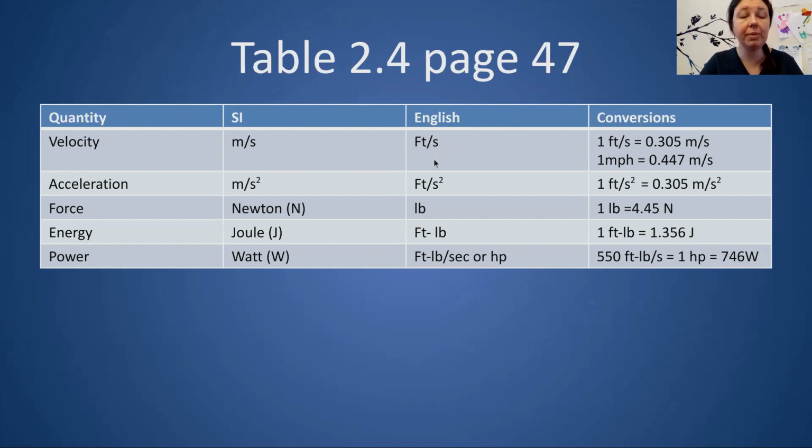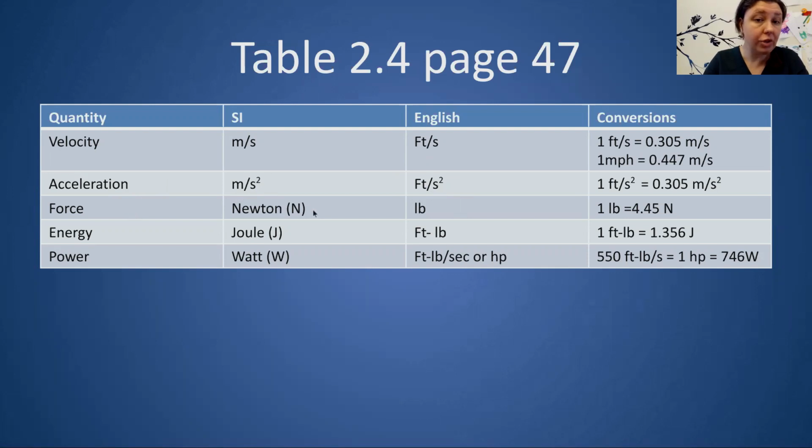So for example, if I'm talking about velocity, it's a foot per second. 1 foot per second is equal to 0.305 meters per second. So if you ever need to switch something from the English system to the System International, you are welcome to do so using this table set. And so once again, just keeping in mind easy units, acceleration, we talked about as meters per second squared. In the English system, it's feet per second squared.